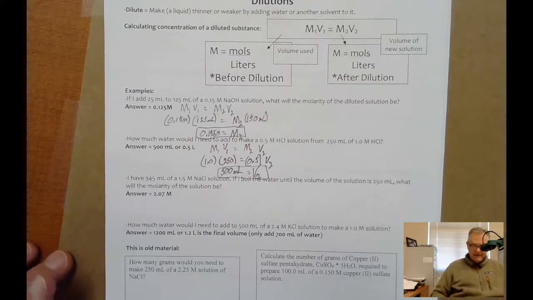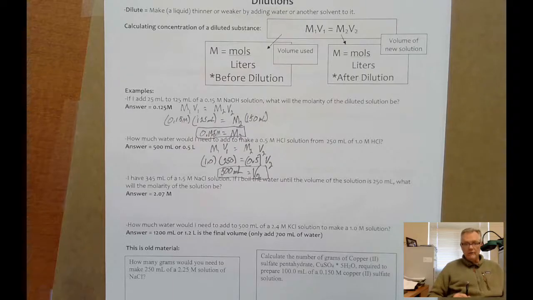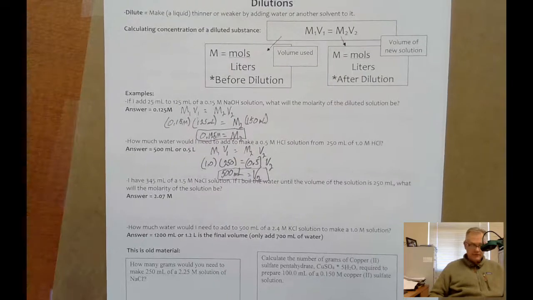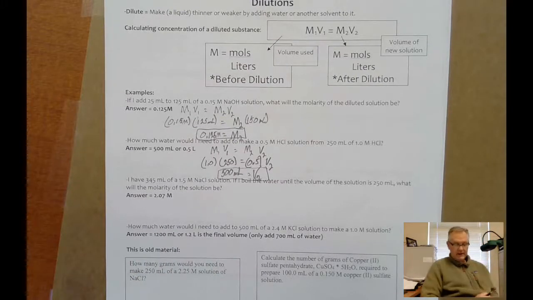All right, guys, I do want to work one more, and then I'll go ahead and show you what you need to do, and then we'll start the other side of the worksheet. So it says I have 345 milliliters of 1.5 molar NaCl solution. If I boil it and it evaporates and boils away to 250 milliliters, what will the new molarity be?